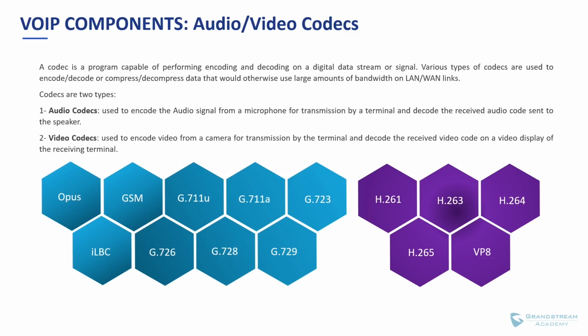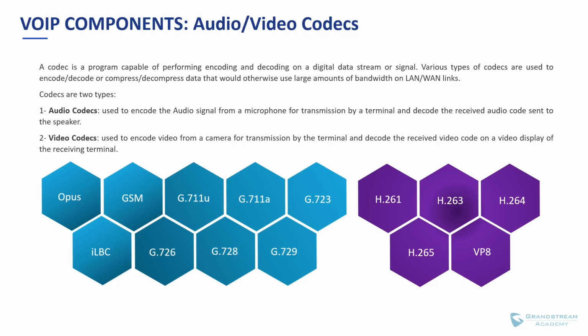And now we're going to talk about the codecs, which are used to convert an analog voice signal to a digitally encoded version. More simply, a codec basically takes data from one form, encodes it into another form, and decodes it at the egress point of the communication session. This encoding is achieved by codecs, which is short for encoder and decoder. There are two types of codecs, the ones used for audio encoding and decoding, and the ones used for video encoding and decoding. Audio codecs are used to encode the audio signal from a microphone for transmission by a terminal and decode the received audio codes sent to the speaker.